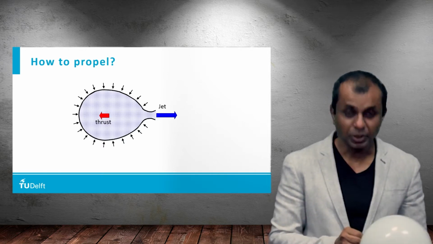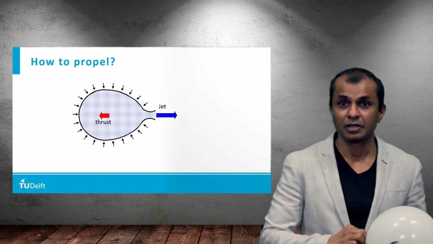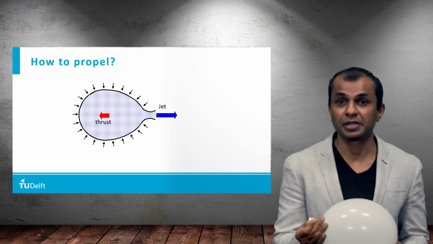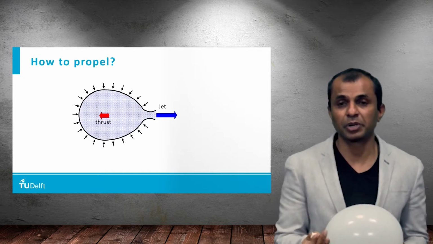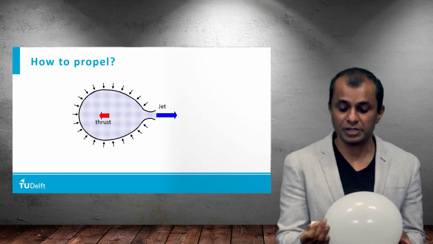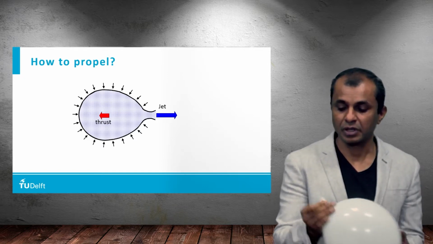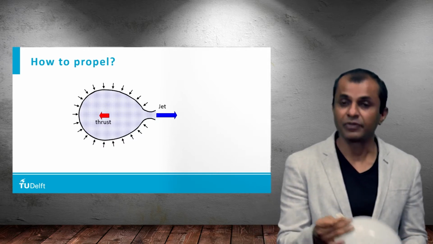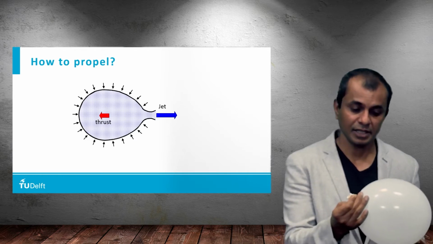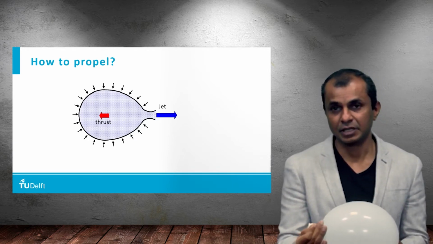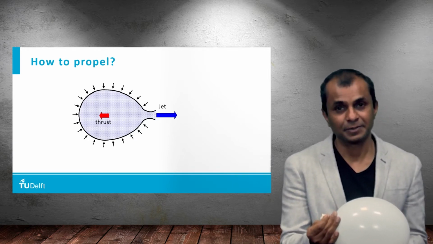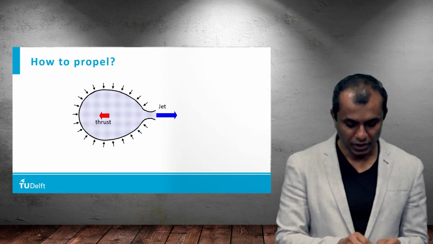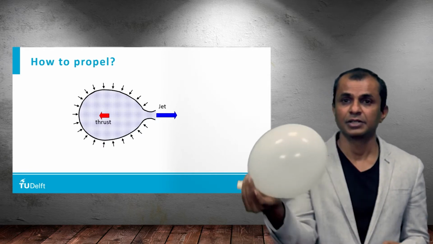Now the balloon has air inside, so air pressure is higher as compared to that of the atmospheric pressure. Because of the pressure difference, the air tries to come out. Of course, I have now closed the exit of the balloon. But if I would open it, the air inside would rush out, and in that process, it creates a jet. So let's see what happens when the jet is created.